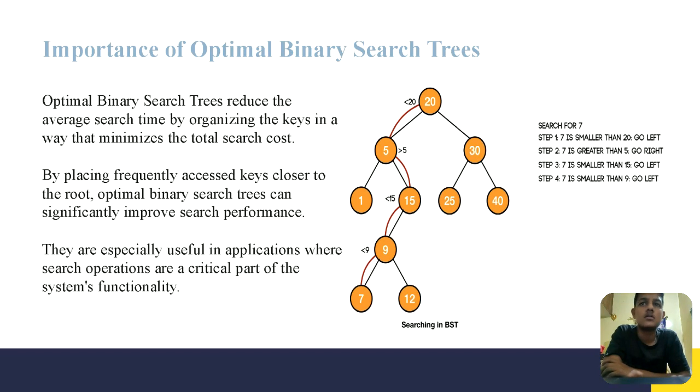Optimal binary search trees reduce the average search time by organizing the keys in a way that minimizes the total search cost. By placing frequently accessed keys closer to the root, optimal binary search trees can significantly improve search performance. This places keys closer to the root such that searching becomes easy. Thus, they are especially useful in applications where search operations are a critical part of the system's functionality.